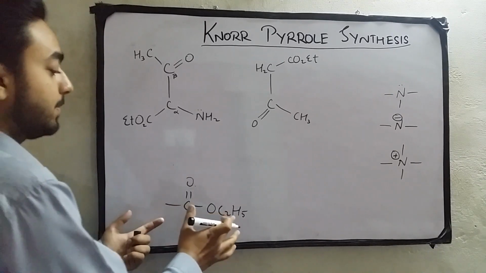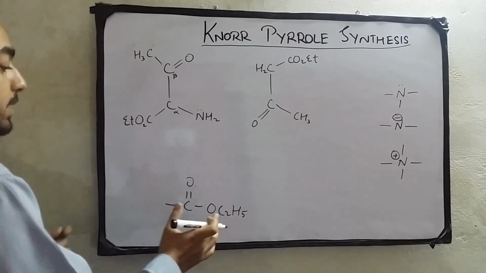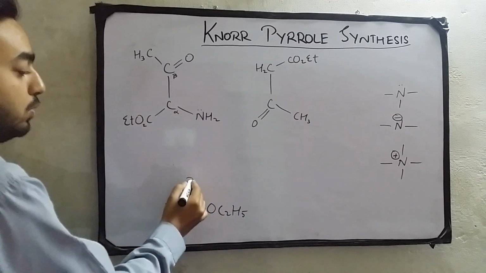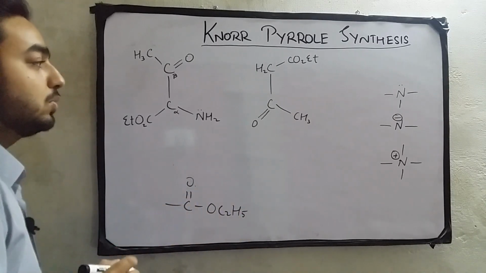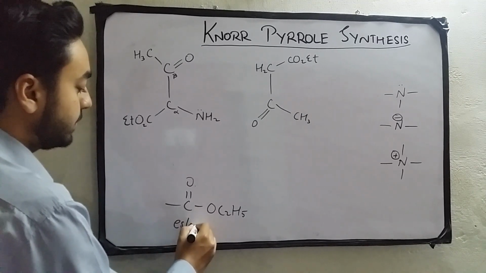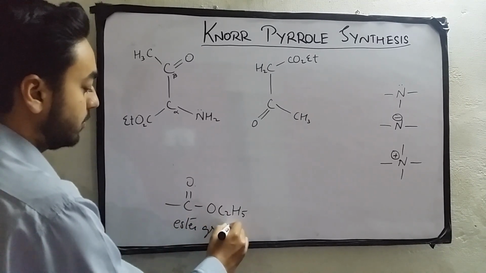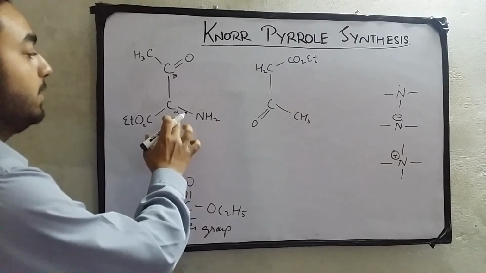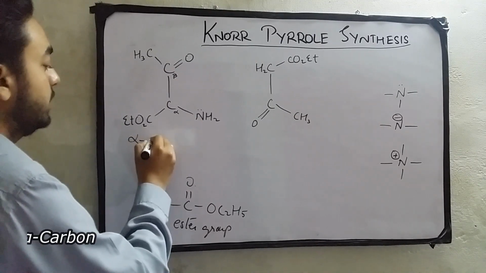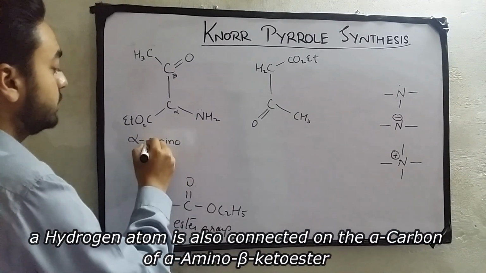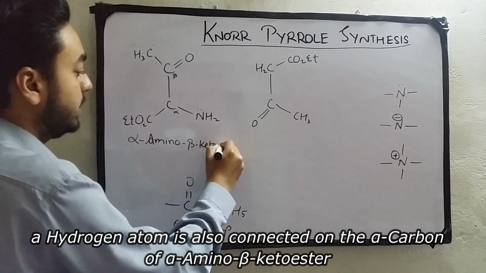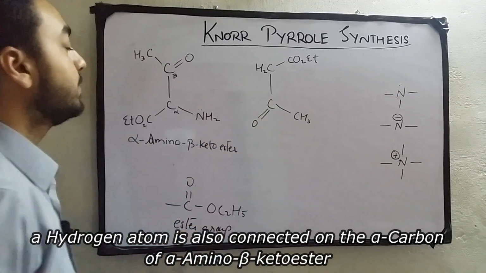So I have written this whole structure in this form, which is CO2 ethyl. Okay, so do not get confused with this. It is actually an ester group. So it is alpha amino beta keto ester. Its name is alpha amino beta keto ester.